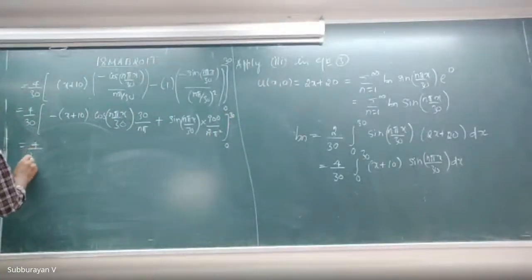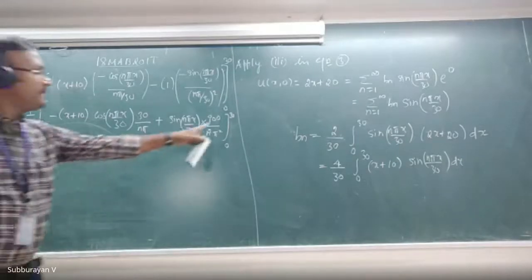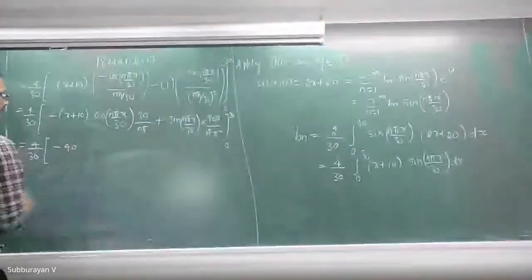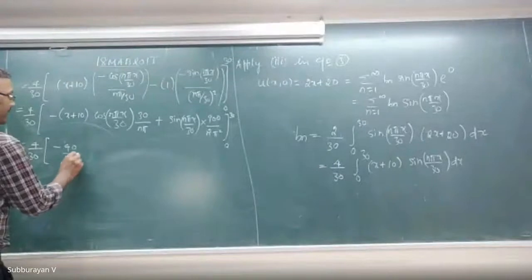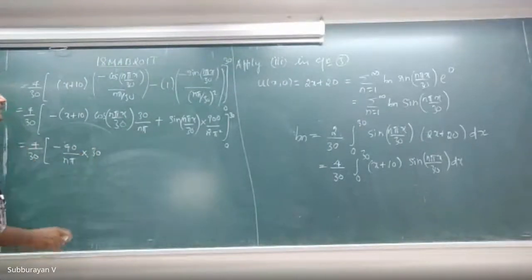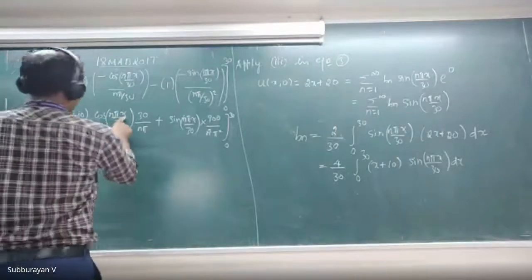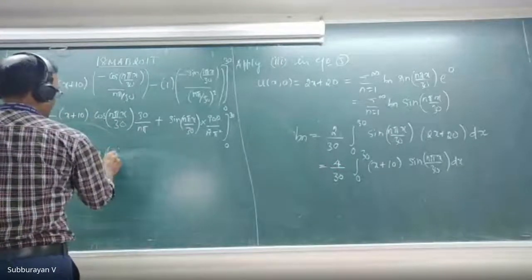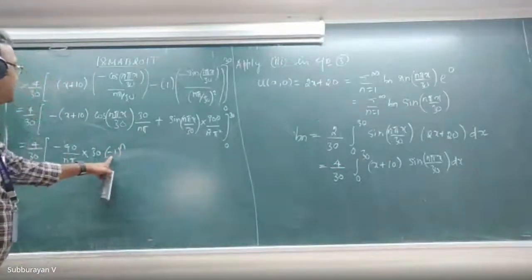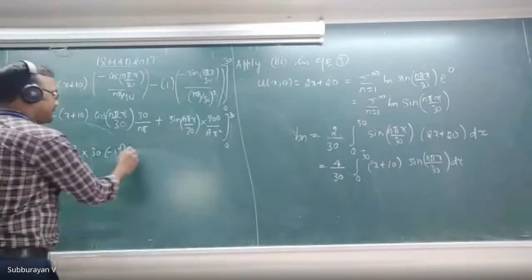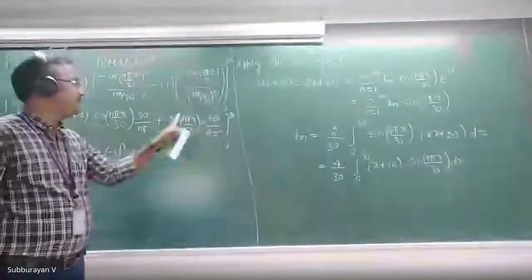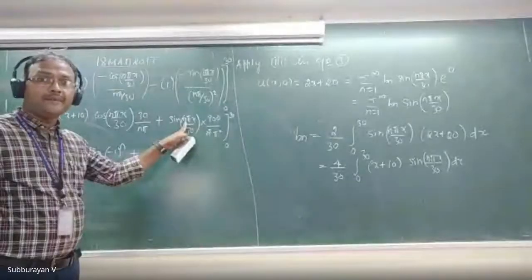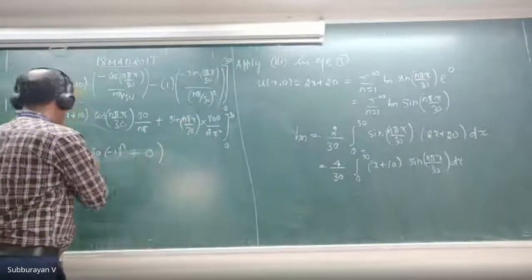Now apply the limits. This is 4 divided by 30. When I apply the upper limit, this is going to be minus 40 divided by n pi into 30. If I replace x equal to 30, the 30 cancels, and I get cos n pi, but cos n pi is minus 1 whole power n. Then plus sin n pi, but sin n pi is 0. Therefore this is 0. This is for the upper limit.